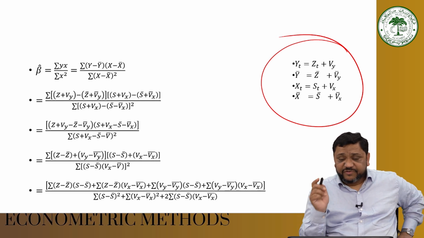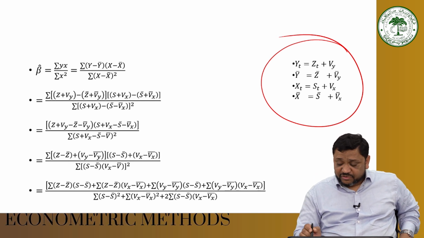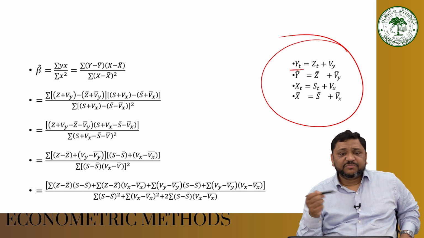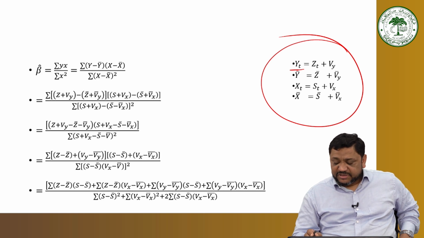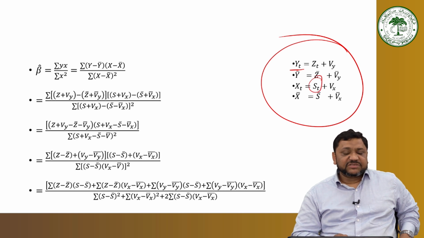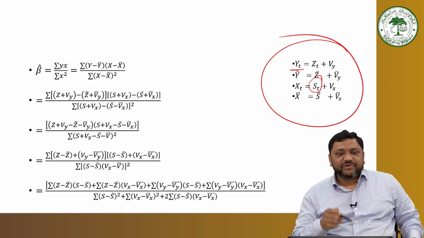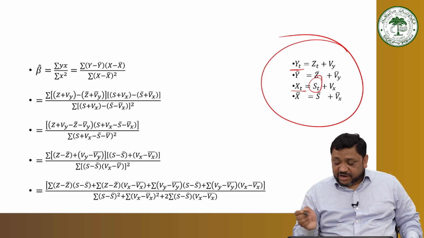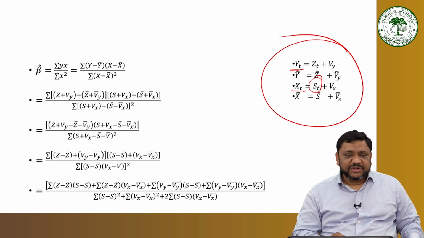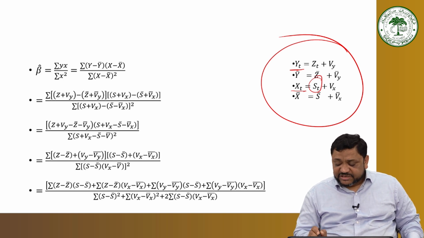What we have started with, we couldn't observe z, so what we have taken is a variable y, which is nothing but z plus vy. So now we take y bar is equal to z bar plus vy bar. Similarly, we wanted to take s as our independent variable, but we couldn't observe s, so what we took is x. Now x is equal to s plus v, so we can write x bar is equal to s bar plus v bar.